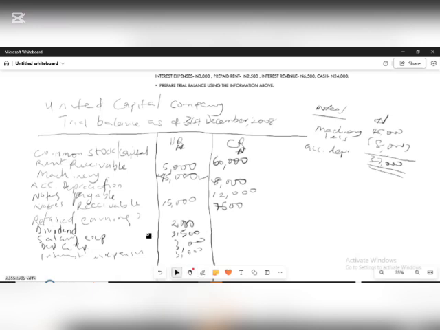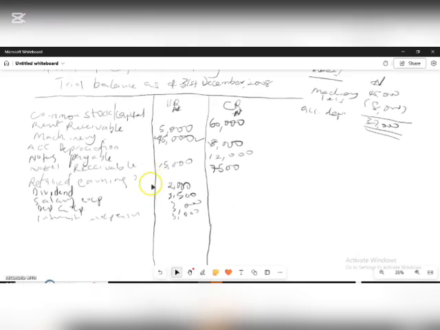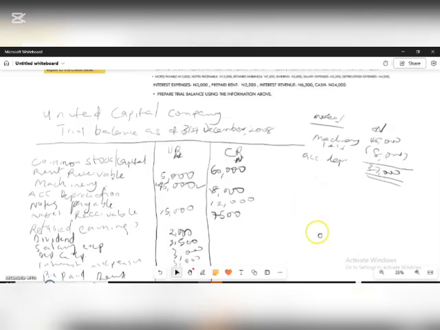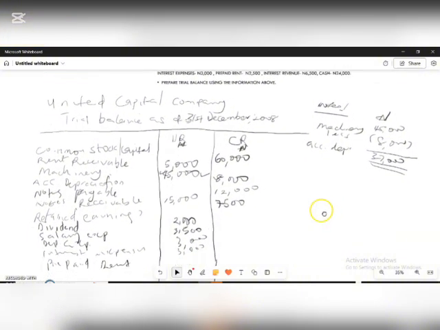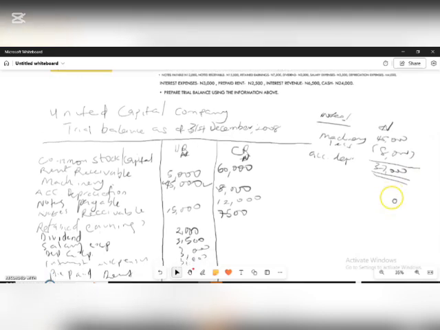Prepaid rent. So we have prepaid rent. Prepayments are assets. Prepaid rent, that is, we have paid for this rent, but we have not enjoyed the benefit. So prepaid rent is 2.5. We have interest revenue and cash. Prepaid rent 2.5. We also have interest revenue 6.5 and cash 2.4.